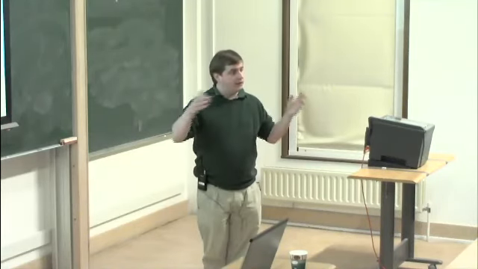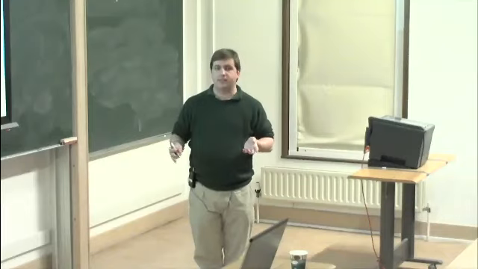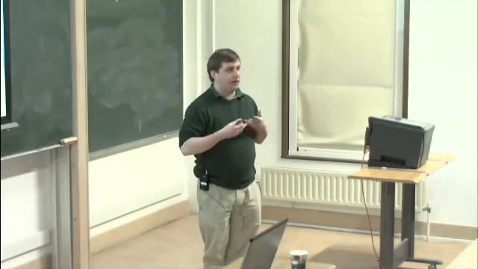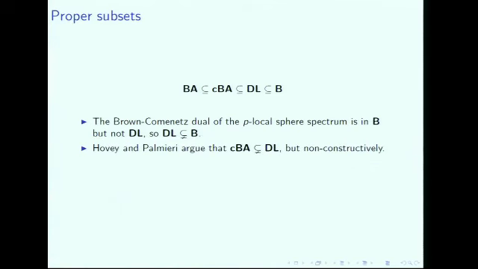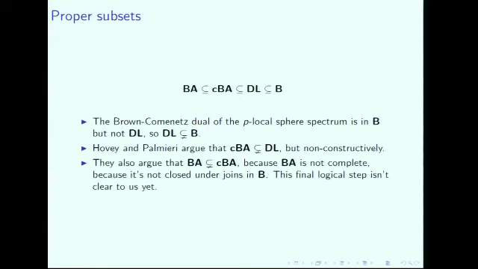So I think everything I've said so far can be found in the paper. There's a key paper by Hovey and Palmieri talking about the structure of the Bousfield lattice. And they give an argument that CBA must be a proper subset of DL, but they don't do it constructively. So that's the first question: can we constructively get an element that's in DL but not in CBA?